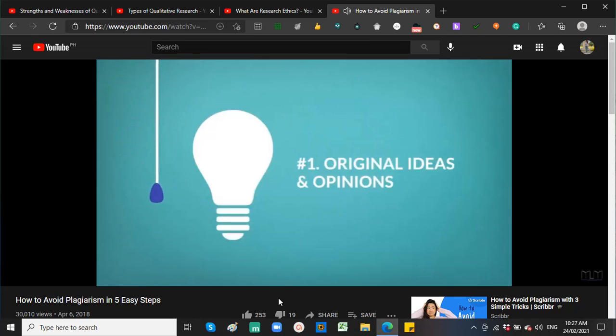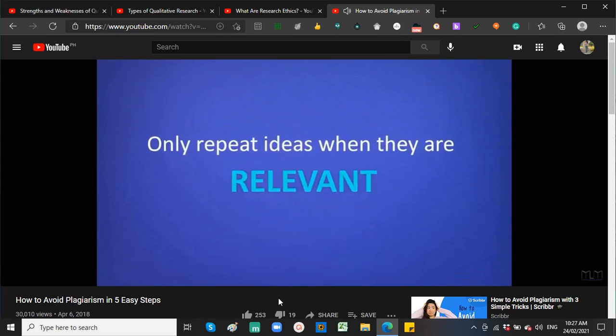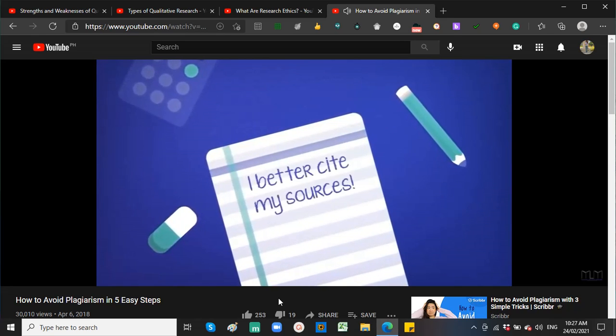Number 1. Use original ideas and opinions. Write your own thoughts and explanations regarding your research topic. If you do need to use information from another source, be sure it is relevant. And if you do use it, make sure you cite it.